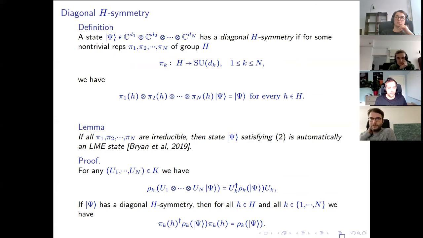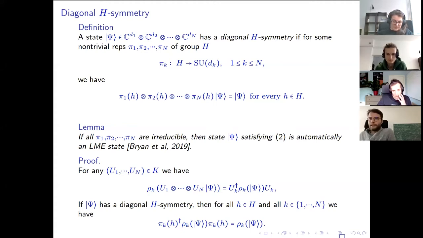So now I will define the symmetry we are looking for. We have a multipartite system, and we will say that it has a diagonal H symmetry, where H is any group at the moment, if there exist some non-trivial representations of this group, which can be any, but non-trivial, going from H to SU(d_k). I want the image of these operations to sit inside K, the local unitary group. The state is invariant for every h in H. Here I should probably write proportional to, in the spirit of quantum states.